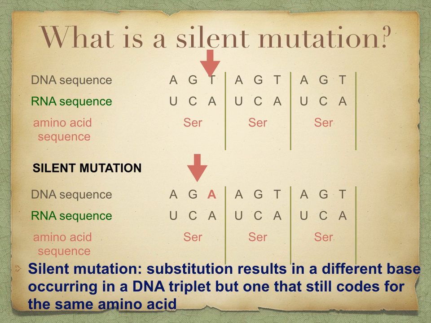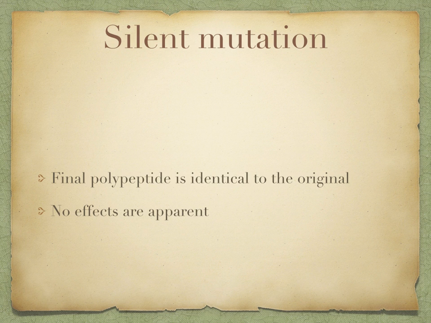So what's the definition of a silent mutation? This is when you've got a substitution that results in a different base occurring in a DNA triplet, for example T has been replaced by A, but one that still codes for the same amino acid. So even though you've substituted one nucleotide, you've still got the same amino acid being coded for. So with silent mutations the final polypeptide is going to be identical to the original and no effects are apparent.